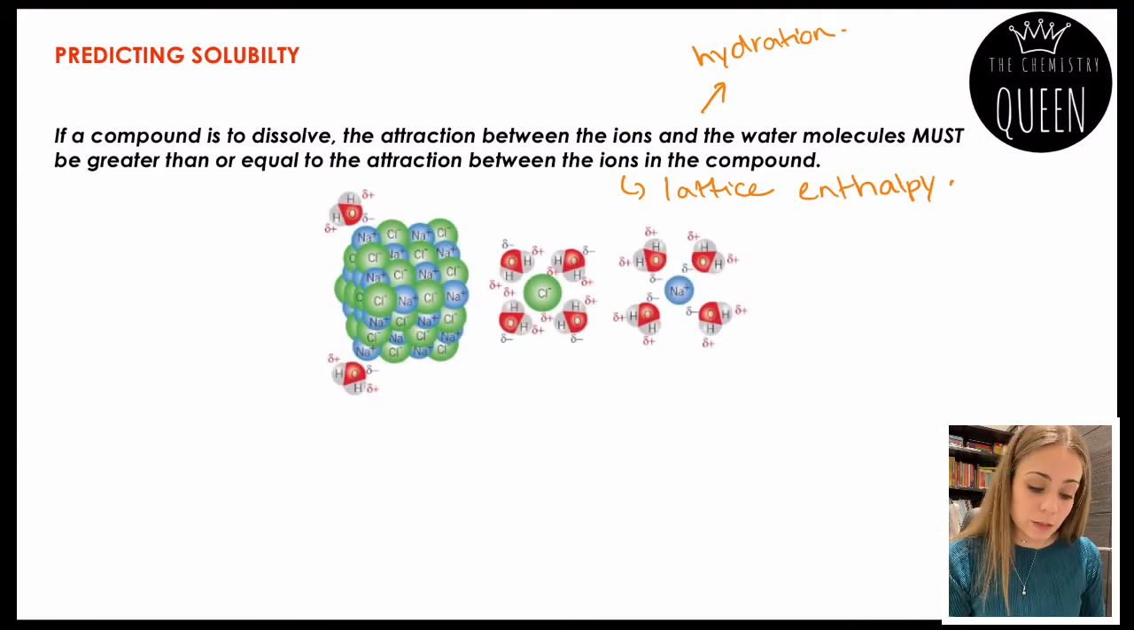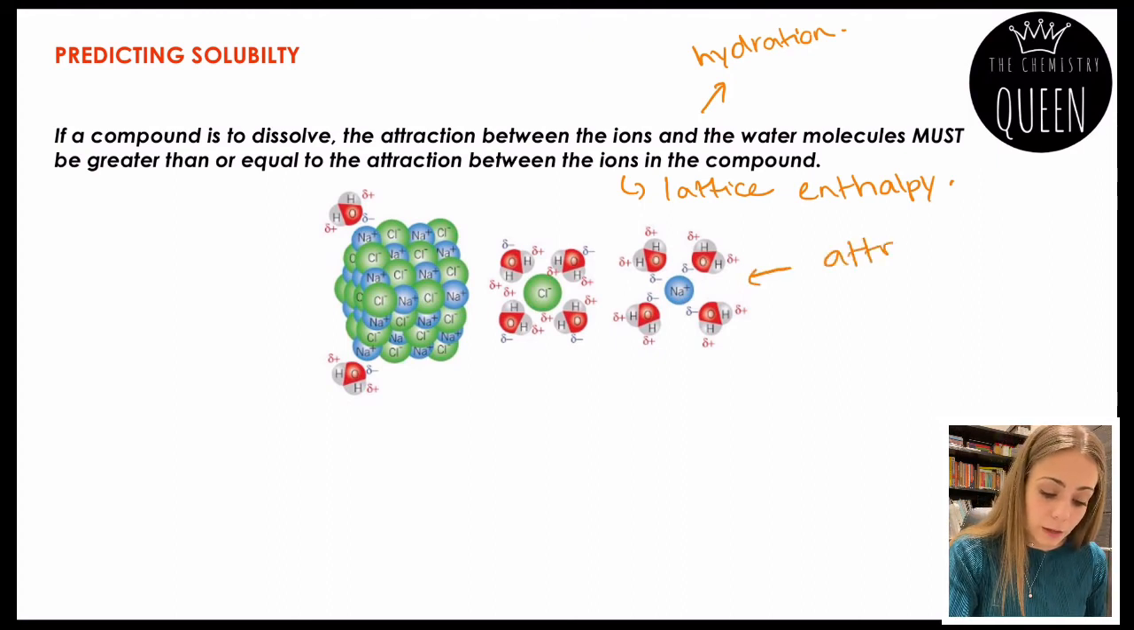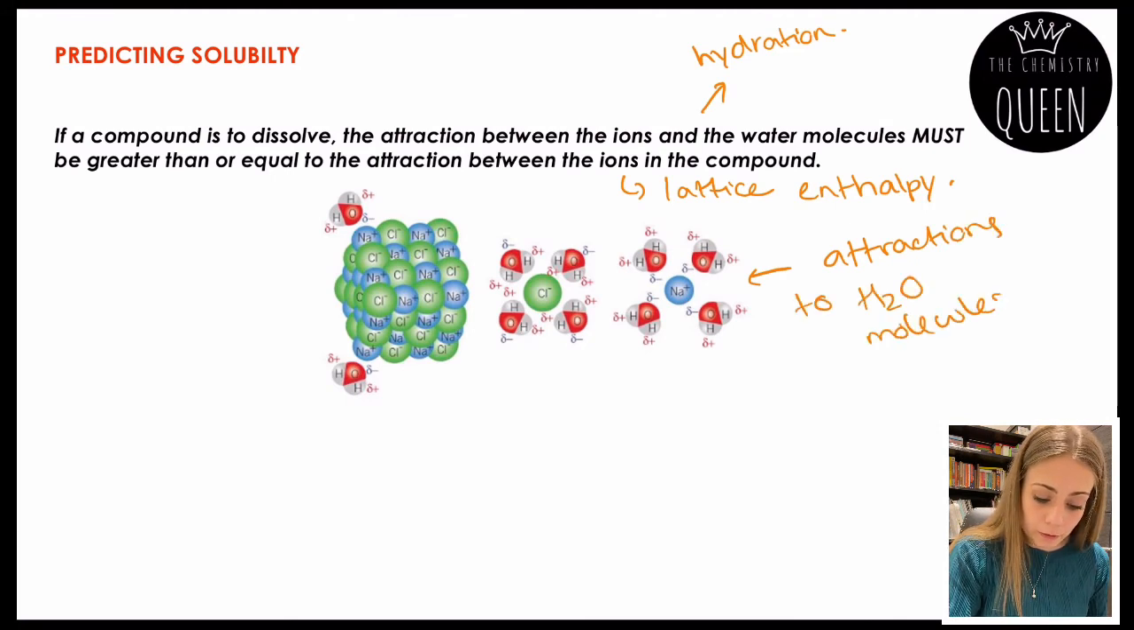So this diagram here represents sodium chloride dissolving in water, and we can see that the sodium and chloride ions are separated, so the compound is broken down, and we can see that they're forming attractions to the water molecules, because water is obviously polar.